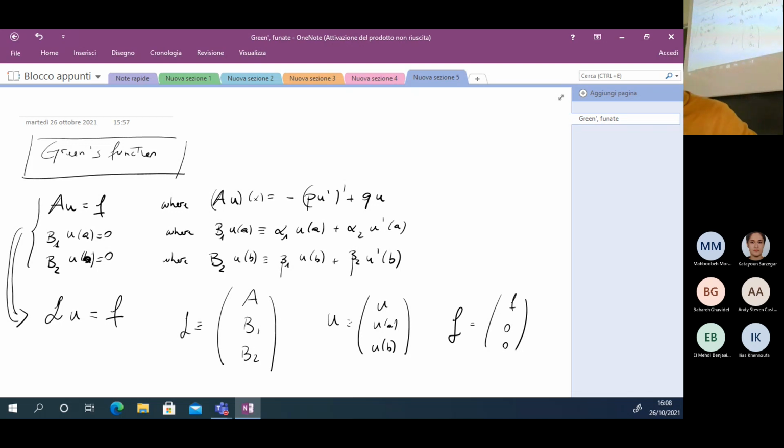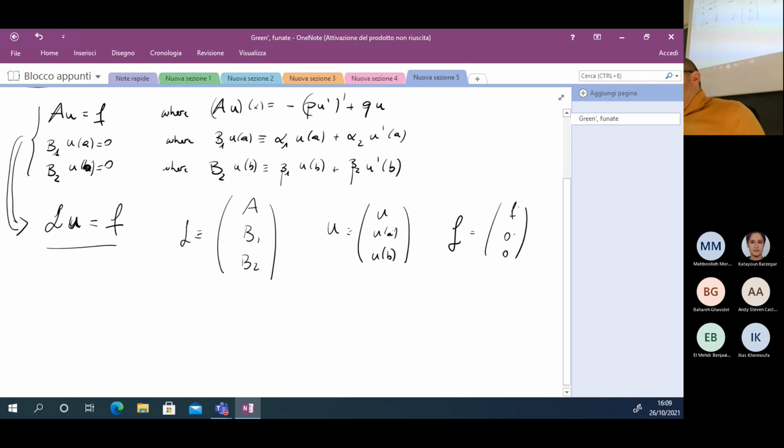Of course, this is not very precise, because I cannot consider this as a scalar product, otherwise I would have some of these terms which I don't want. So what I'm saying is that you can think about this equation as A applied to u equal to f, B1 applied to u(a) equal to 0, B2 applied to u(b) equal to 0. That's why I'm condensing in this way.